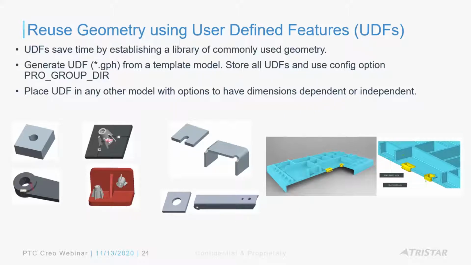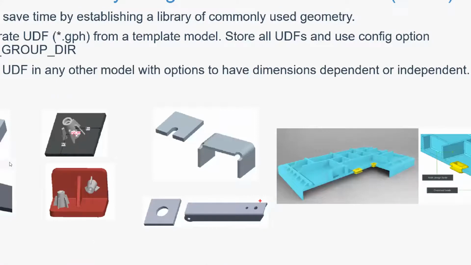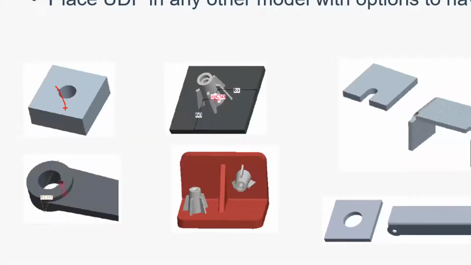Moving on to a few other topics that we didn't have time for last time: the UDF, user-defined feature. Many of you may have used it. It's really good practice to reuse feature information from a template model in multiple designs. So it could be for sheet metal corner notches or punch, for holes. It could even be for this keyway geometry, as you can see here.